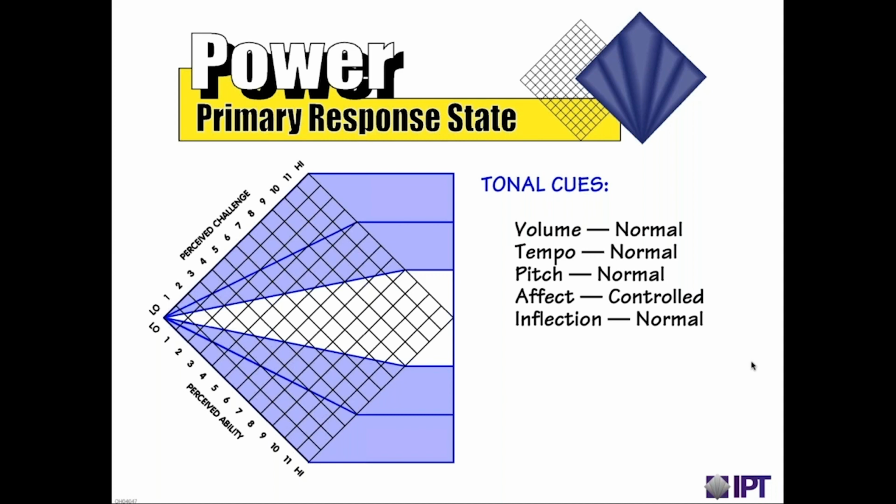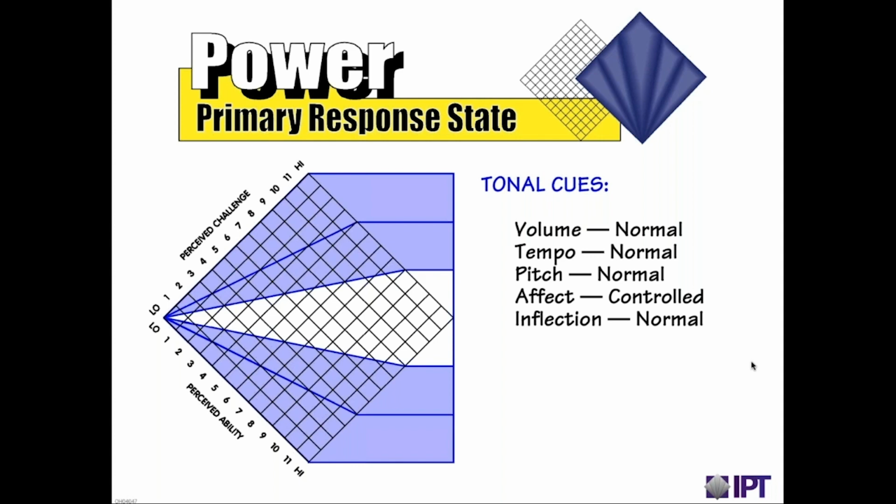Okay, so back to tonal cues. If you can't see them, then the physical cues really aren't going to be all that useful to you. So what are we going to rely on if we're just talking to one of our clients? Well, the tonal cues are volume, tempo, pitch, affect, and inflection. These are the things that their voice is doing other than the words themselves that are telling me where they are on the change grid.